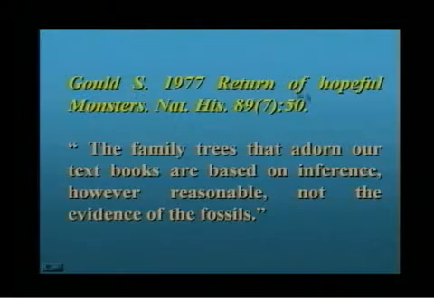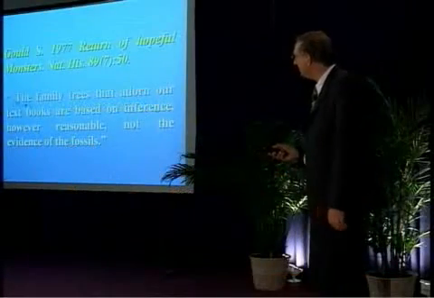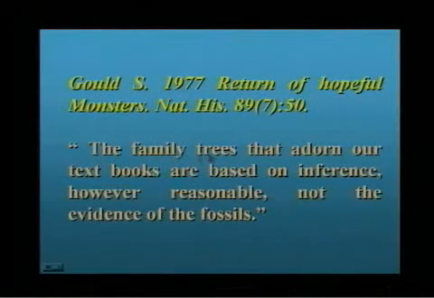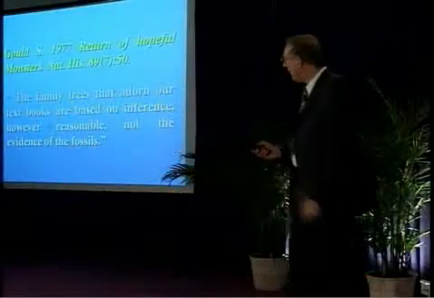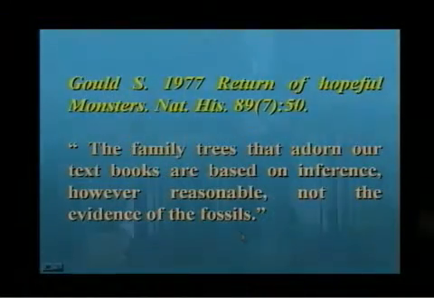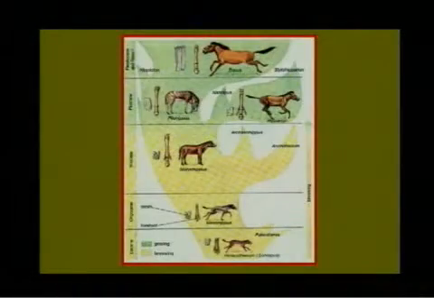S. Gould, in his article, Return to Hopeful Monsters in Natural History, now these are the top scientists. Stephen Jay Gould is dead now, but still, his work lives. The family trees that adorn our textbooks are based on inference. They come out of the mind, however reasonable, not the evidence of the fossils. So Darwin's theory of this is what we would expect is logical if it were true. But we don't find that. We find exactly the opposite. And the family trees are based on inference.